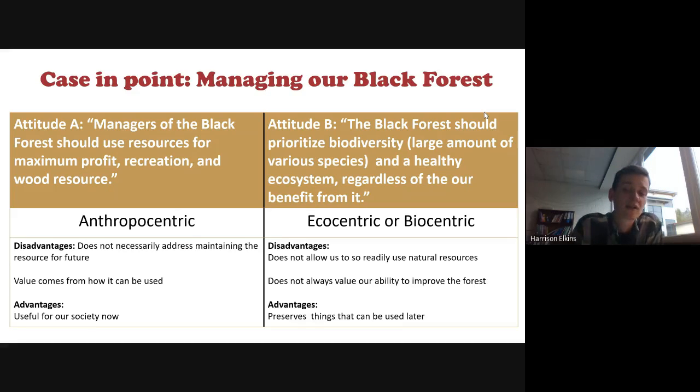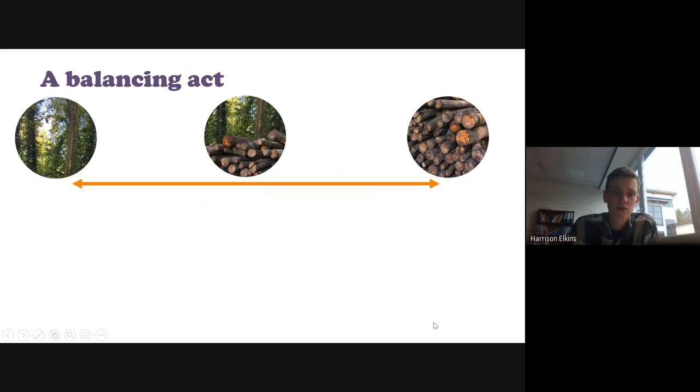The advantage is that this attitude of biocentric may help the forest last a bit longer, and that means future generations can enjoy it, which then would go back to anthropocentric. So this all comes with a balancing act, okay? So here I took this picture the other day because I thought it was kind of cool, a big pile of logs that we had cut down in the Condoran Forest right behind the school.